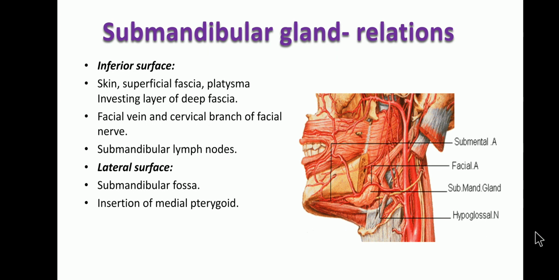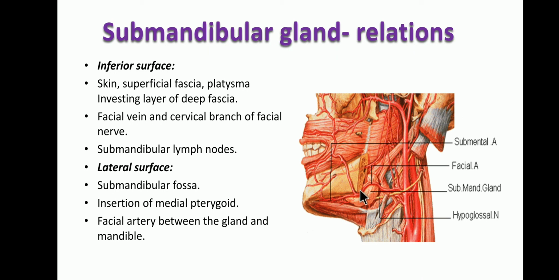Then more posteriorly, because here you have the angle of mandible, what is actually attached to the medial surface of the angle of mandible is the medial pterygoid muscle. Okay, so the facial artery loops between the bone and the gland, which forms an intimate relation with the gland.